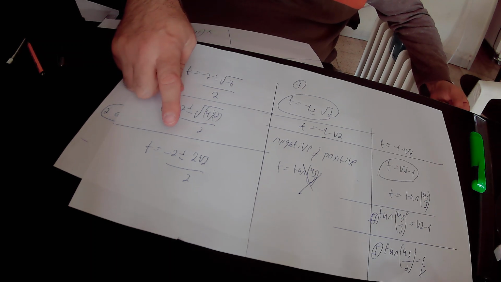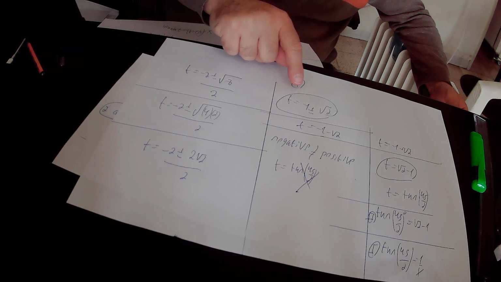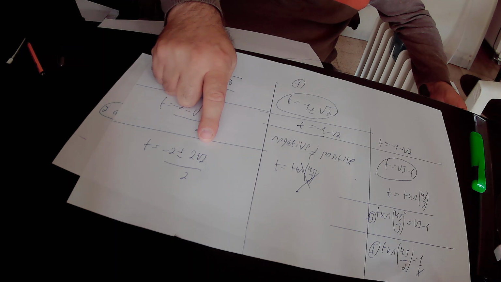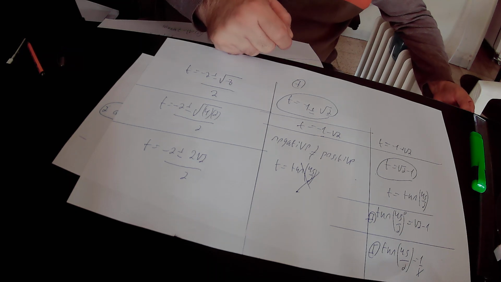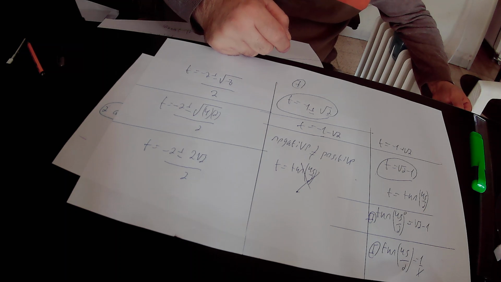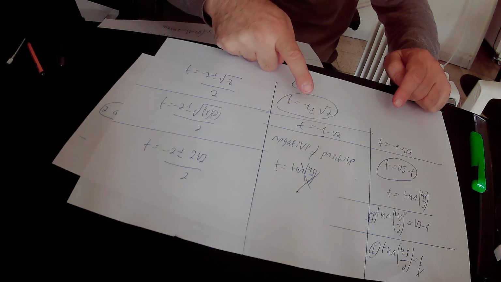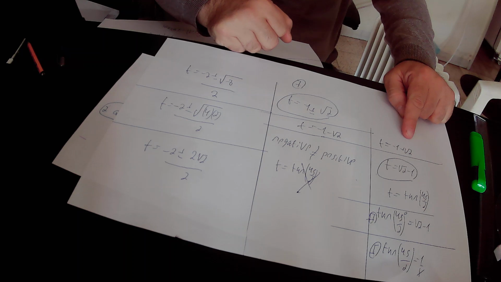So t equals minus 2 plus minus 2 times square root of 2 over 2. So t equals minus 2 over 2 which is minus 1, plus minus 2 over 2 which is 1, times the square root of 2. In conclusion, we found that t equals minus 1 plus minus square root of 2. So here we have two possible solutions for t. The first solution is t equals minus 1 minus square root of 2. And the second solution is t equals minus 1 plus square root of 2.